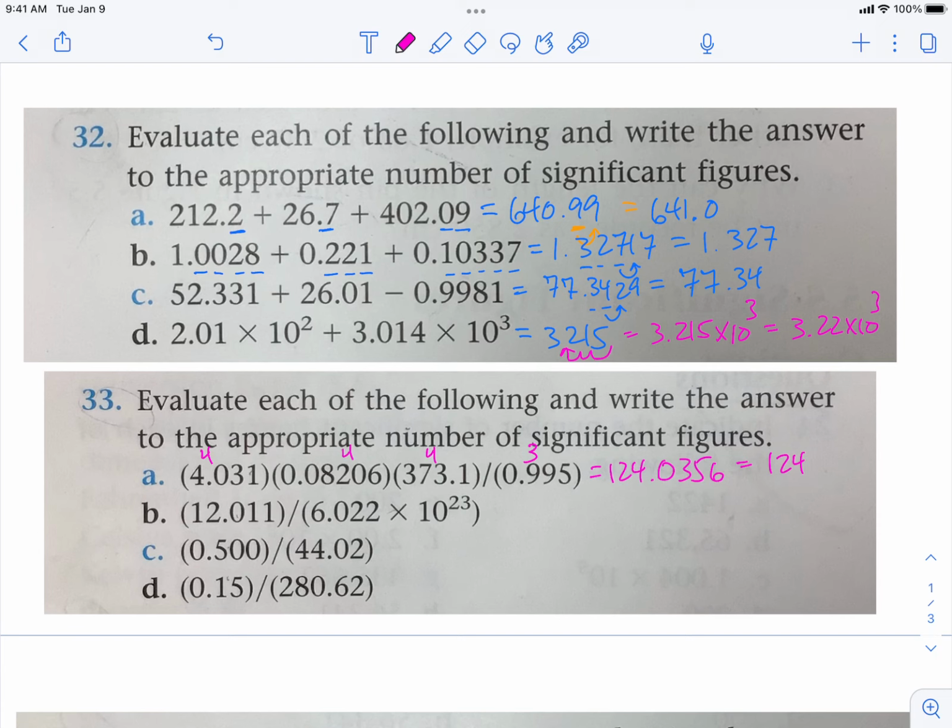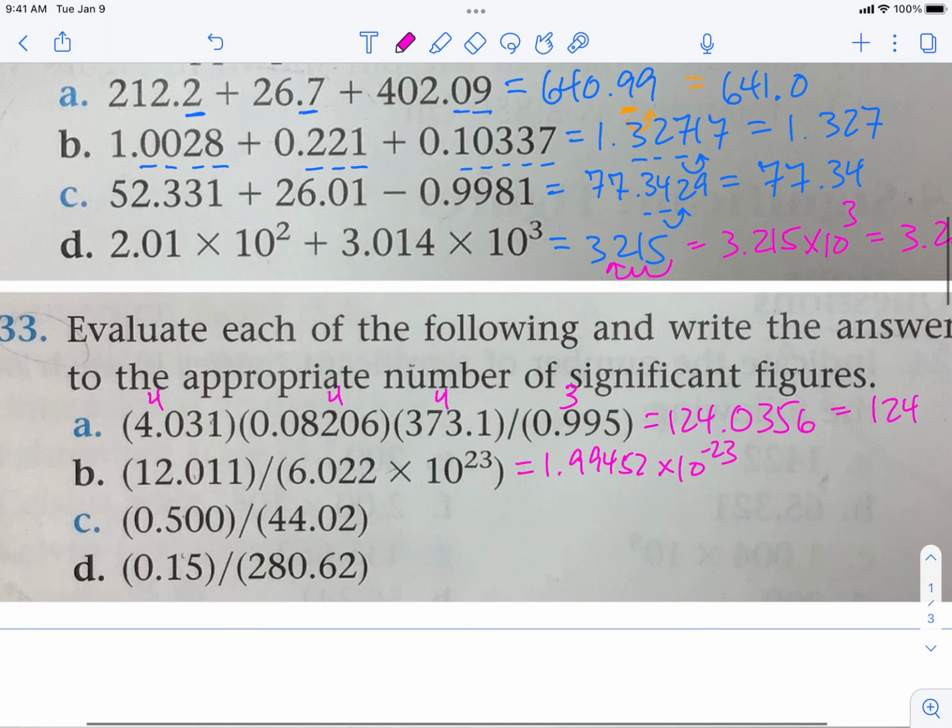12.011 divided by 6.022 times 10 to the 23rd. Calculator is giving me 1.99452 times 10 to the negative 23rd. We're going to round. So I got 5 significant figures here, and I've got 4 here. So I'm going to go to 4. 1, 2, 3, 4. So next to the 4 is a 5. So we should round the 4 to a 5. So this is 1.995 times 10 to the negative 23rd.